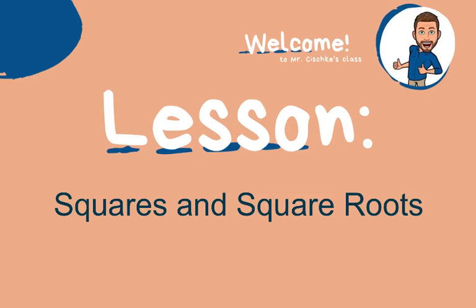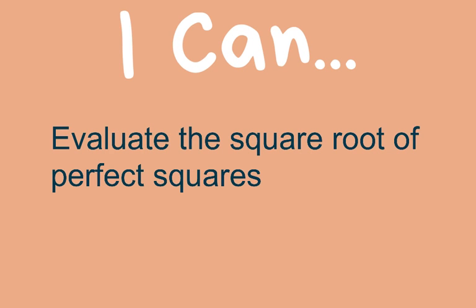Hey guys, today I'm going to teach you how to find the square and square root of numbers. We've in the past done the four basic operations of math: adding, subtracting, multiplying, and dividing, and this is just another type of operation. By the end of this lesson, you should be able to evaluate the square root of perfect squares. So we're going to figure out what a perfect square is today. Go ahead and get out your binder, turn to the math section, and get ready to take some notes.